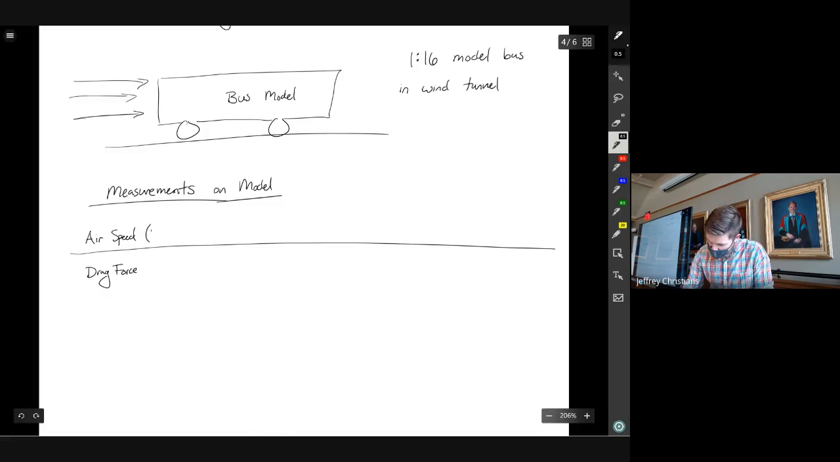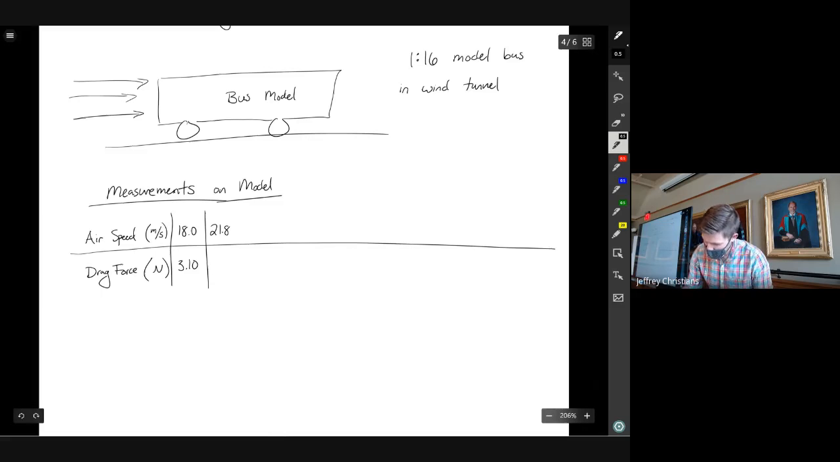We're going to measure the airspeed, in units of meters per second. The drag force is going to be in units of newtons. So we brought this to our wind tunnel, hooked it up, did a bunch of measurements, and here's our data. At 18.0 meters per second, our drag force was 3.10 newtons.